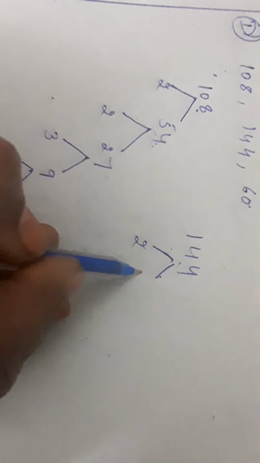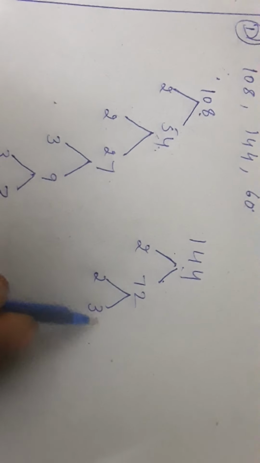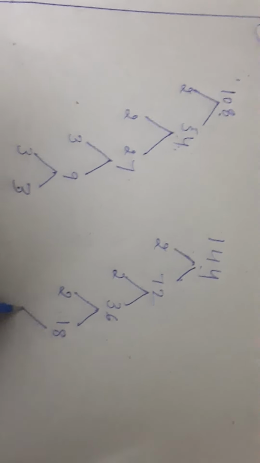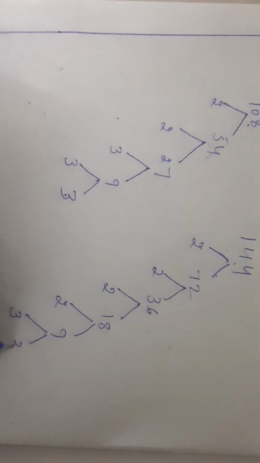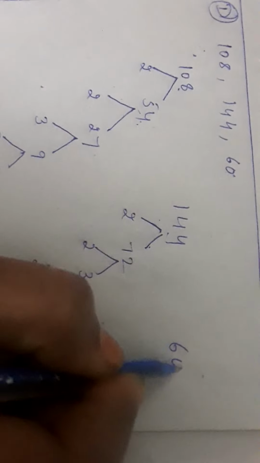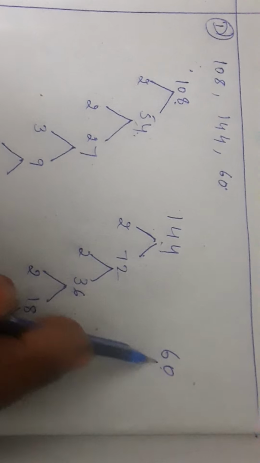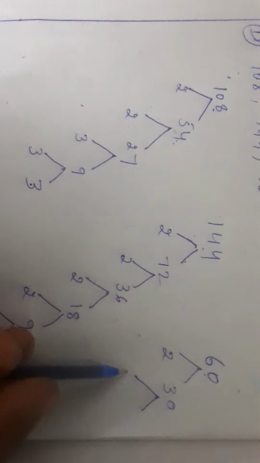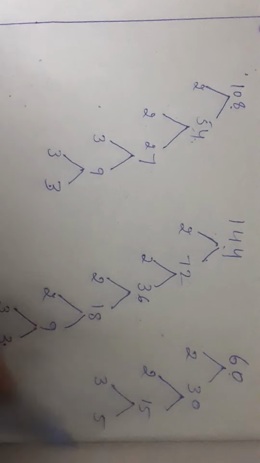In its units place 4. It is divisible by 2. 2 into 72, 2 into 36. This 36 we can write as 2 into 18. This 18 we can write as 2 into 9. 9 we can write as 3 into 3. 60, in its units place 0, it is divisible by 2. 2 into 30. 30 we can write as 2 into 15. 15 we can write as 3 into 5.